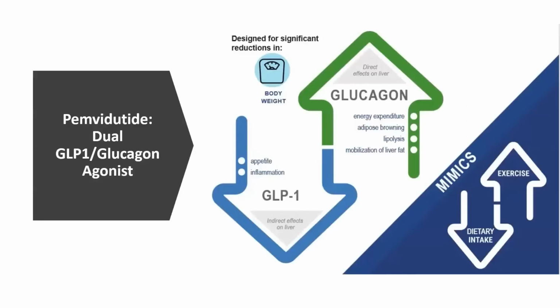Okay, the last medication I want to mention is called pemvidutide. I mentioned GLP-1 agonist earlier, but this is a dual agonist. So it has a GLP-1 efficacy in it that will help with weight loss and defatting the liver and hopefully NASH resolution, similar to what we saw with semaglutide. But also it's an agonist for glucagon. So glucagon will mimic the effects of exercise on the liver and increase energy expenditure and potentially help mobilize liver fat in a more direct way, as opposed to GLP-1, which is typically mediated with weight loss. Next slide.